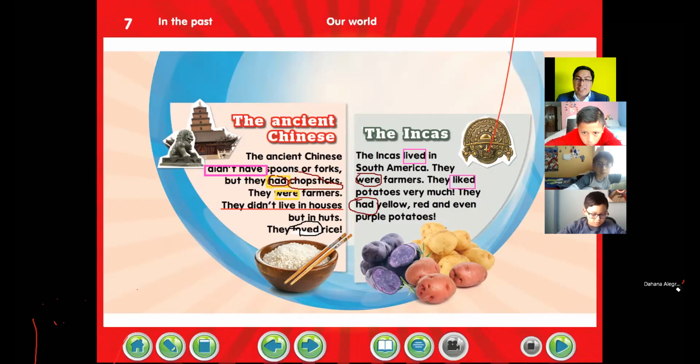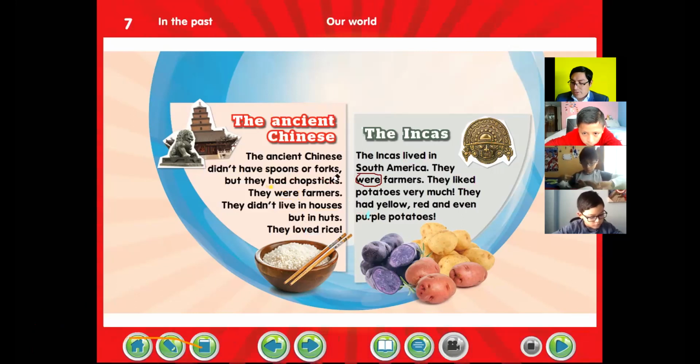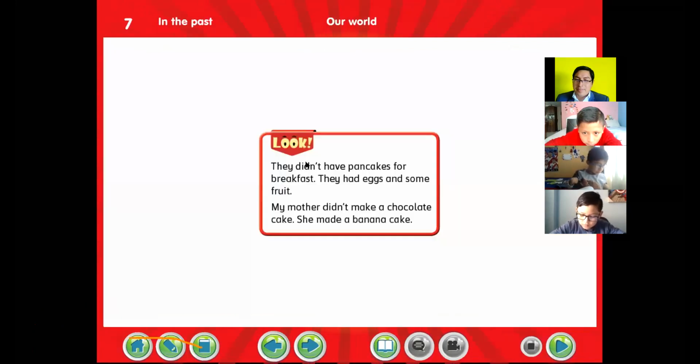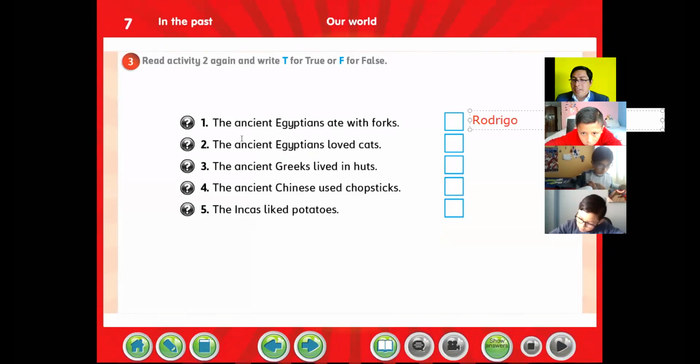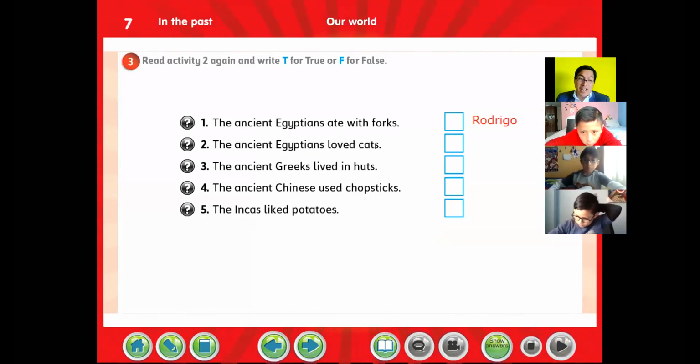Now, let's work on activity three. Okay, one minute for activity three, please. True or false? Very fast. Let's go to the book. Activity three. The ancient Egyptians ate with forks. In your books, complete your books first. When you finish, raise your hand. One minute, okay? One minute to finish this activity. The ancient Egyptians loved cats.